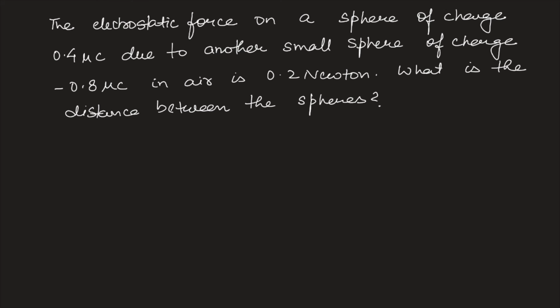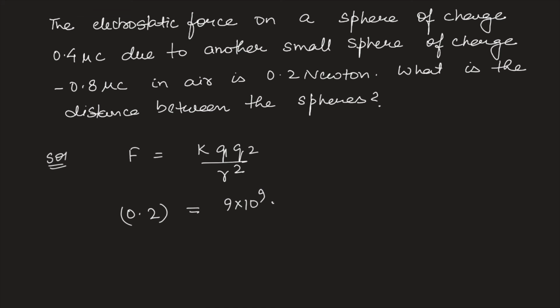So this is a problem. The electrostatic force on a sphere of charge 0.4 microcoulomb due to another sphere of charge 0.8 microcoulomb is 0.2 Newton. So again we are going to apply the formula F equals to K Q1 Q2 upon R squared, and we are going to just plug in the values. That is why we are saying that these are simple problems.